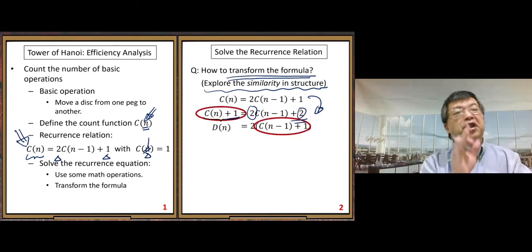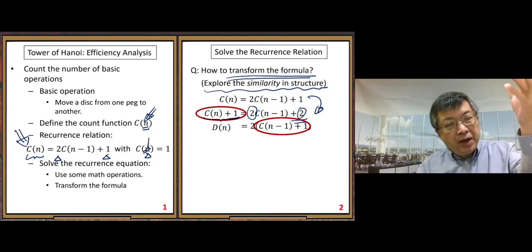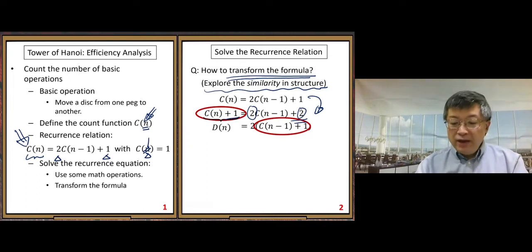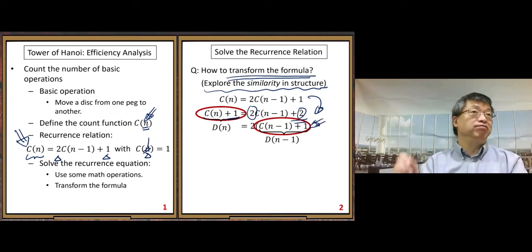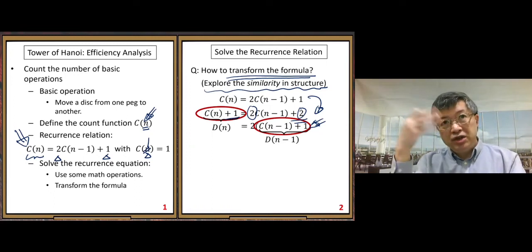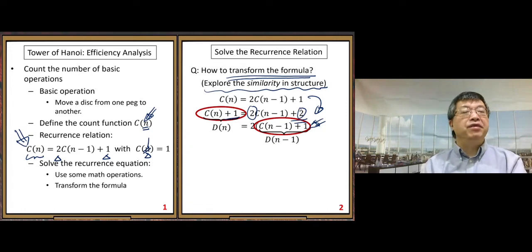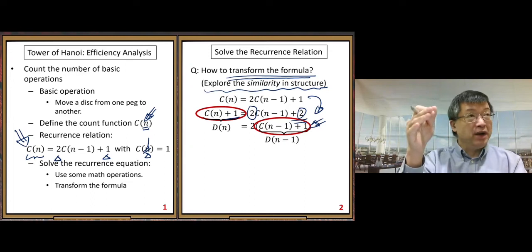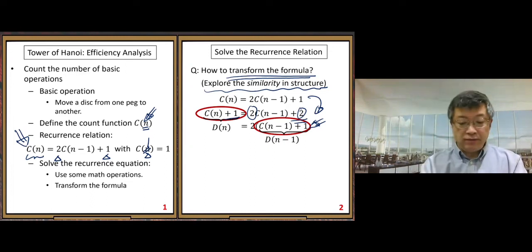Because if you have that kind of similar structure, now we can simplify it by introducing a new function d of n. We represent that c of n plus 1 as a new function d of n. Then this one becomes d of n minus 1. The same function, but we just change the size number, n minus 1. After that, you can see we derived a new recurrence relation, and this one is simpler.